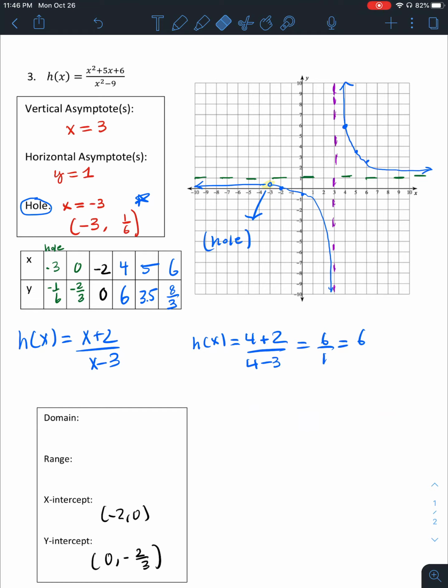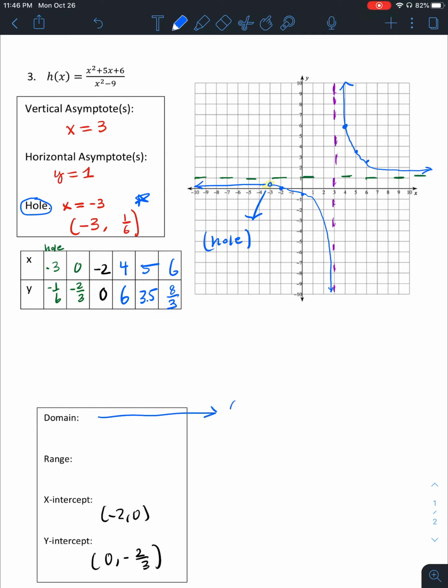So there's only one last thing to do, and that is to find out what our domain and range are. So our domain are all the possible x values. So what I do for my domain is I always start at negative infinity, and I keep going until I run into an x value that I have a problem. So the first time I have a problem is at negative 3, because that's where it's undefined. There's a hole there, so there's still a problem there, so we need to exclude it from our domain.